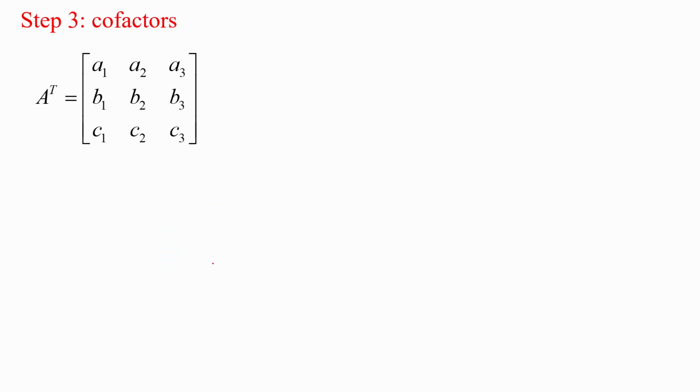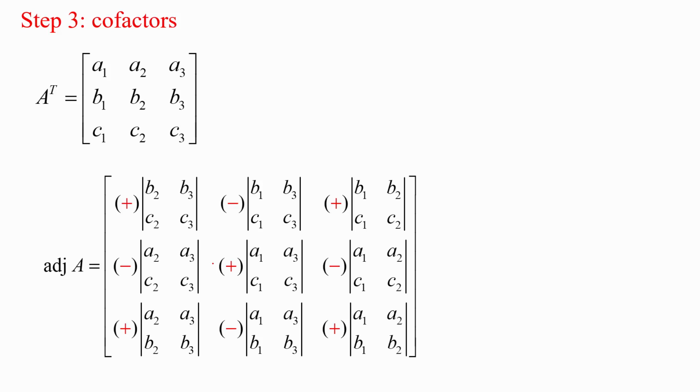Okay, that's step 2. Step 3, once we have the transpose matrix, we then find all of the cofactors, and this is what it means. Looks a bit complicated, doesn't it? But it's not that difficult to understand.